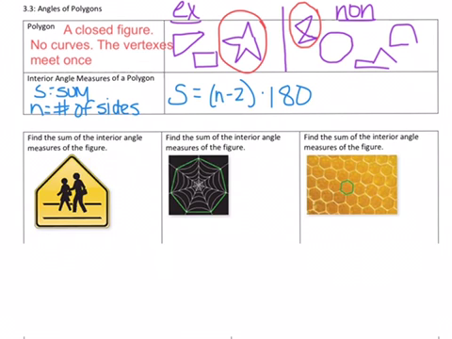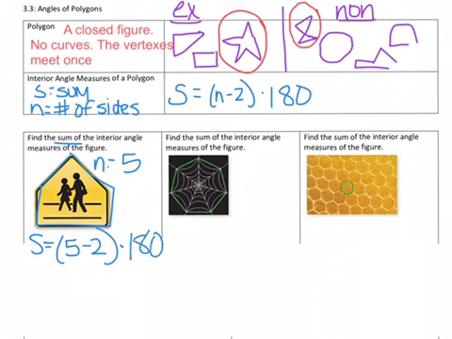It says find the sum of the interior angle measures of the figure. We're using this pedestrian sign, and we know that it has 1, 2, 3, 4, 5 sides. So the number of sides that we're going to plug in is 5. We are looking for the sum, so we can't plug anything in for S. So we put it into our equation. We have S equals the number of sides, which is 5, minus 2 times 180. Using order of operations, I do the parentheses first, so it's 3 times 180 that's left.